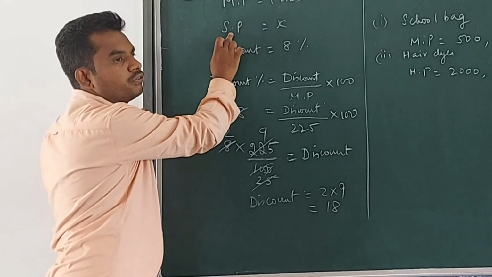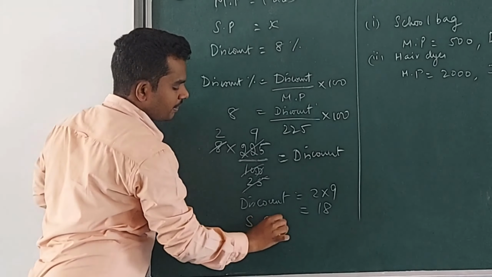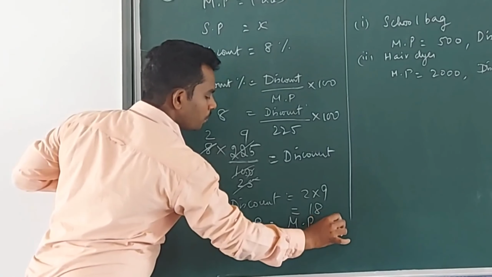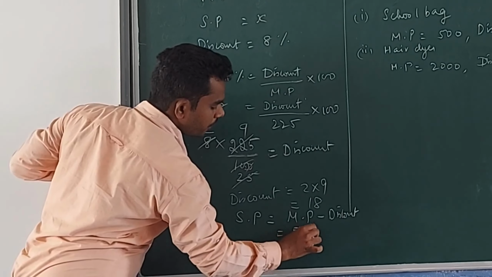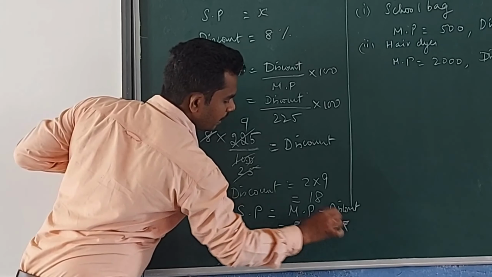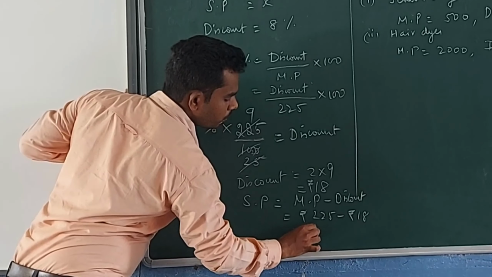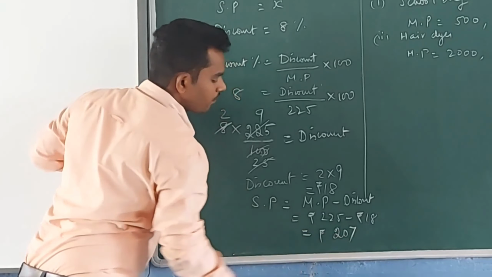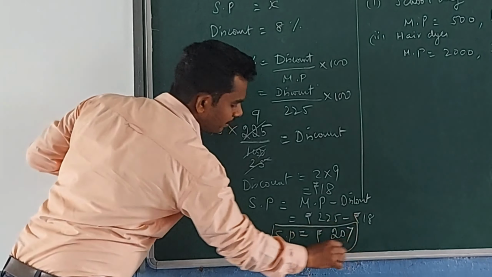Here we want to find selling price. Okay, what is the formula for selling price? MP minus discount. So 225 rupees minus 18 rupees. What is the value? 207. Okay, so the selling price is 207.